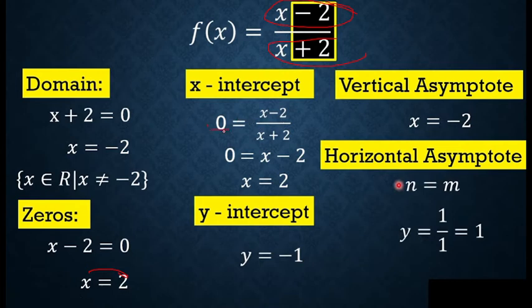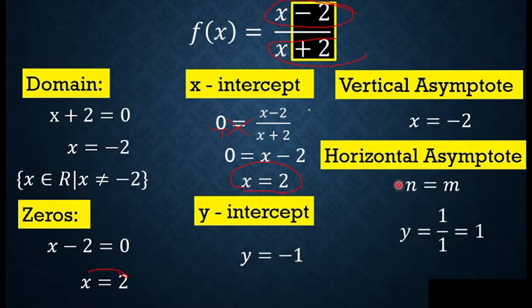Just cross multiply. 0 times x plus 2 is 0, and 1 times x minus 2 is x minus 2. Then transpose the negative 2, so x equals 2. So this is our x-intercept, on the x-axis. Now, the y-intercept, on the y-axis.